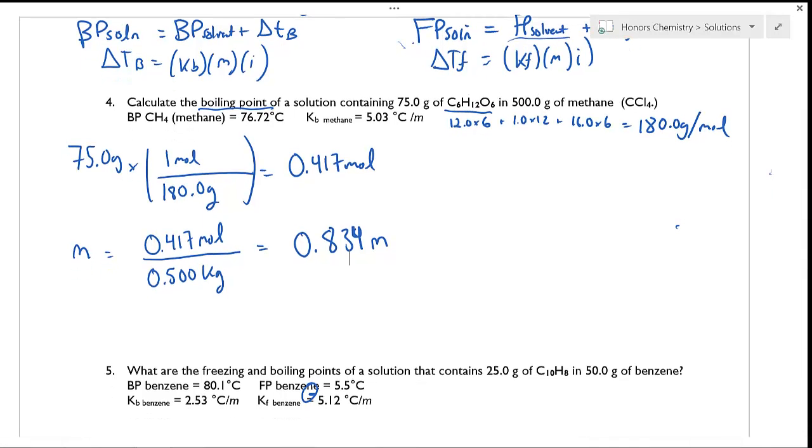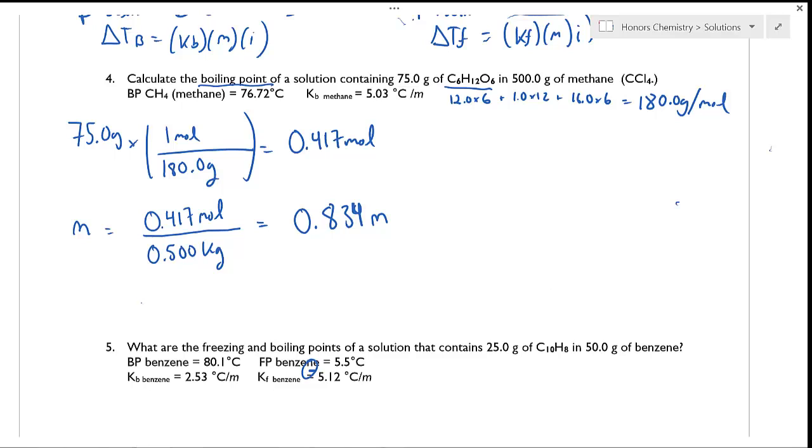The next thing I need to do is figure out what my van't Hoff factor is. Because it's molecular, that means this guy, C6H12O6, doesn't break up. So my i for all molecular compounds is going to be 1. i is 1. And that is because it's molecular.